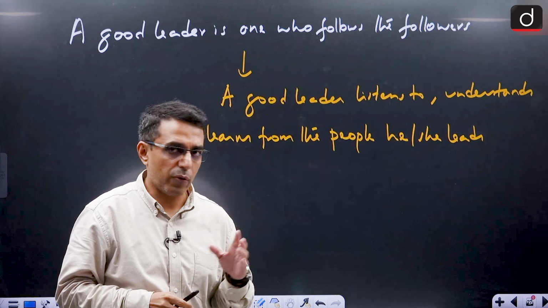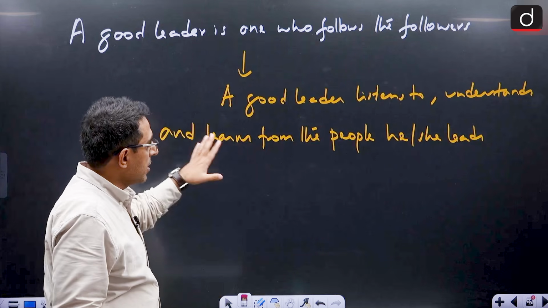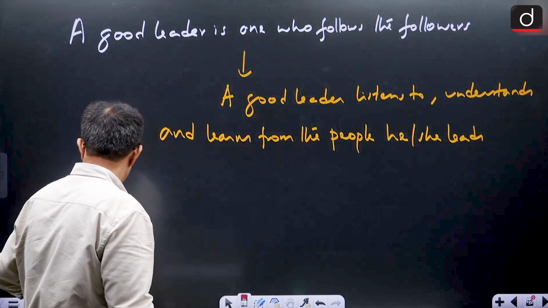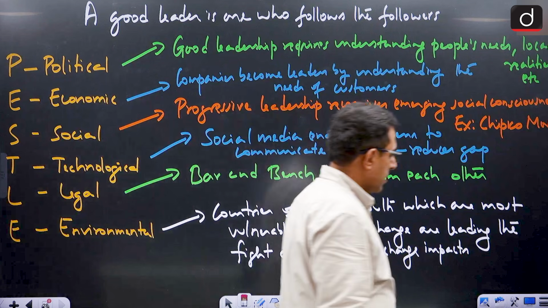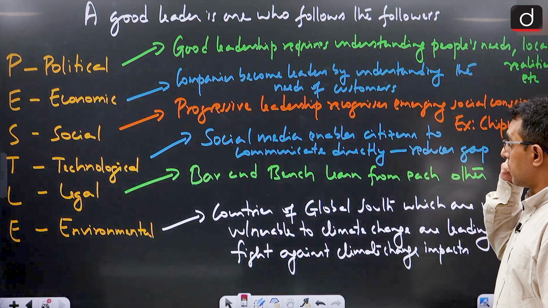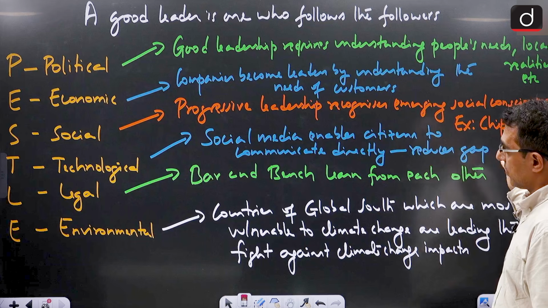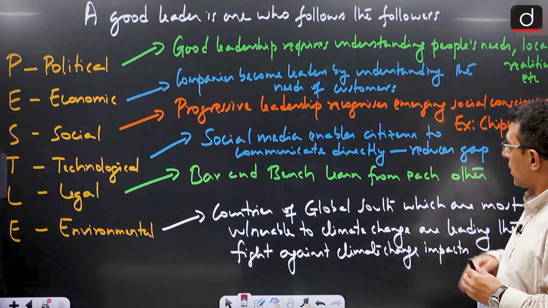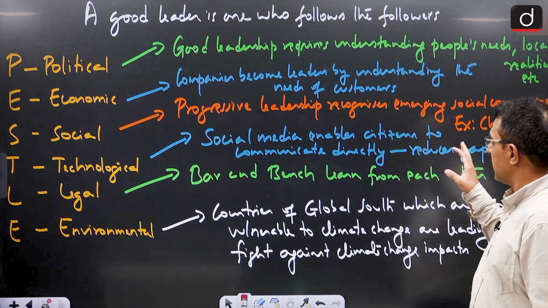So we should try to avoid such topics, but still the core meaning is a good leader listens to, understands and learns from the people he or she leads. Right, let's look at the PESTLE dimension of this. So in political dimension, we can say that good leadership requires understanding people's needs, local realities, etc., and then framing policies. In economic dimension, companies become leaders in their respective sectors by understanding the needs of customers, right?